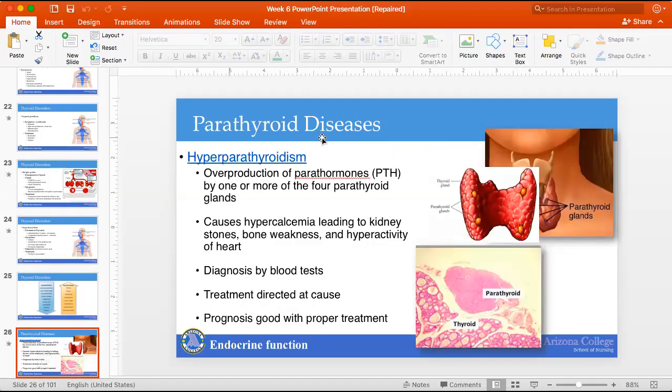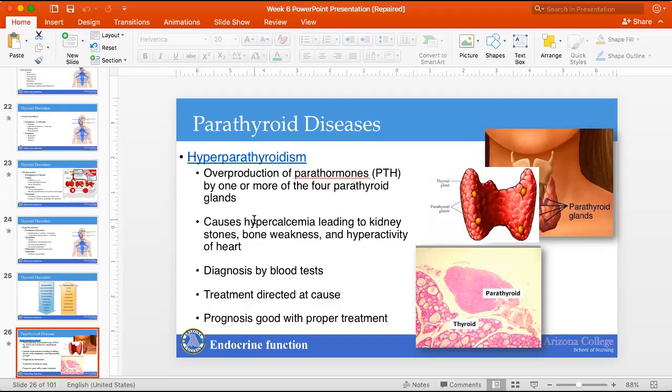Now we're going to go to parathyroid diseases. And remember, these are on the posterior aspect of the thyroid gland. There are these four little, almost skittle-shaped glands embedded on the posterior aspect of the thyroid gland. These are the parathyroid glands, which produce parathyroid hormone. If we're looking at hyperparathyroidism, it's an overproduction of these parathormones, or parathyroid hormones, by one or more of the four parathyroid glands.